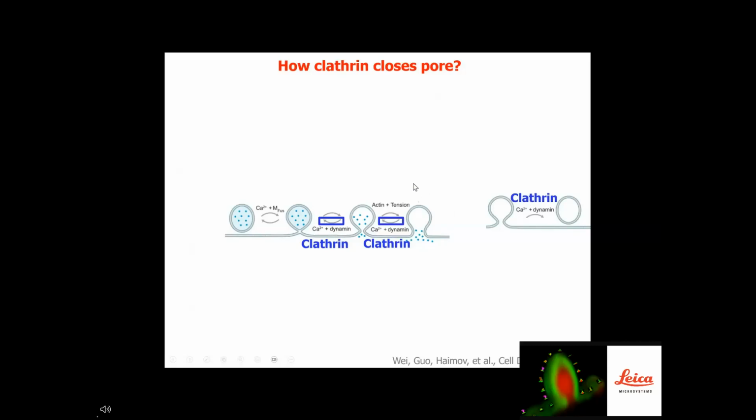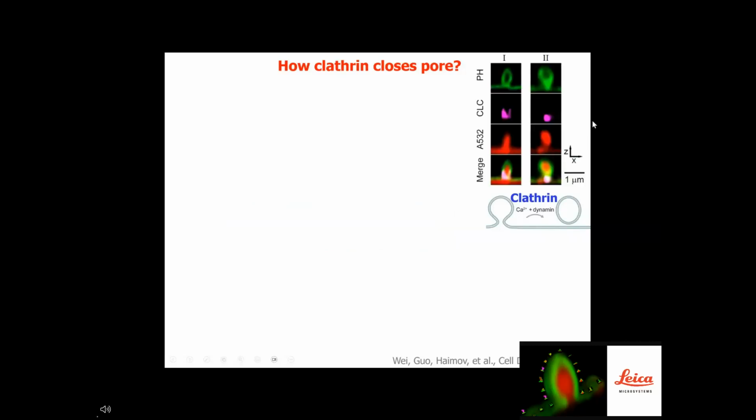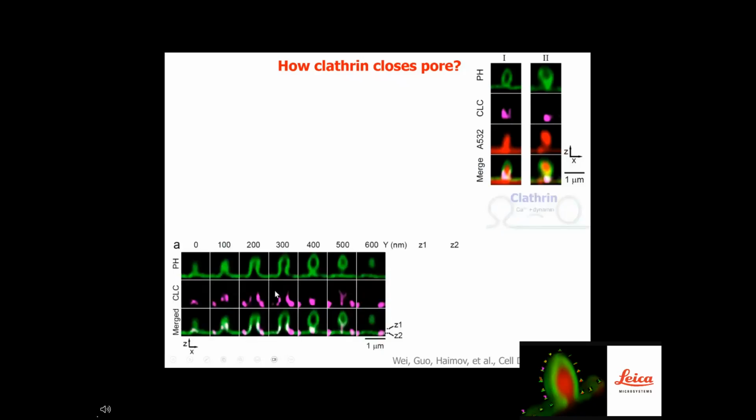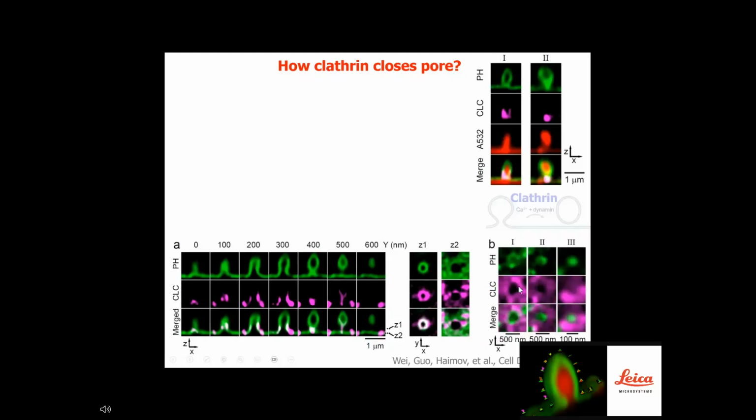Now the question is how clathrin closes the pore. Well, first of all, we label clathrin. We found that clathrin, in magenta, is localized in the pore region of this omega profile. And here I show you a 3D scanning of the clathrin in magenta. You can see clathrin surrounds the pore regions of these omega profiles. And when we cut through the pore region in the XY plane, perpendicular to the screen, we see this magenta clathrin surrounds the green pore regions here. And here are more examples of the green pores surrounded by magenta clathrin.